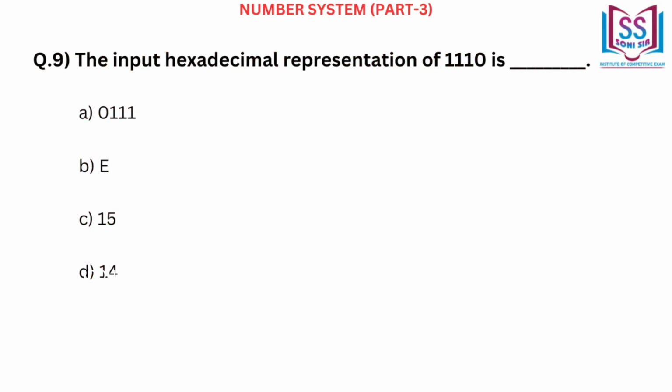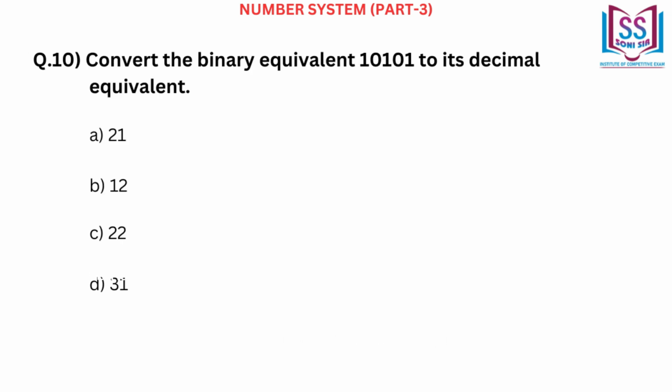The hexadecimal representation of 1110 is dash. A 0111, B E, C 15, D 14. Correct answer B E. Convert the binary number 10101 to its decimal equivalent. A 21, B 12, C 22, D 31. Correct answer A 21.